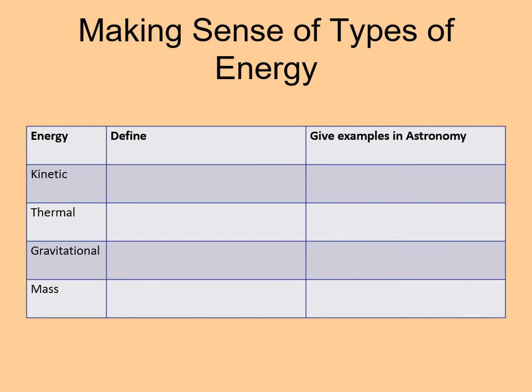Now you should fill in this table about energy. Simply define each of these major types of energy. If you've learned an equation to go with it, add that in here too. We've mentioned some astronomical examples of some of these, and you may be able to think of others. Leave some space in that last column to add more as you come across them later in the course.